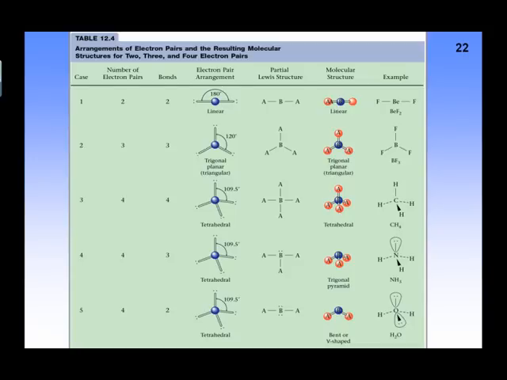Now, in a bent or V-shaped molecule, you can also have 2 elements bonded to the center with only 1 lone pair. So the key with the bent or V-shaped is there are 2 atoms bonded to the center, and then any extra electrons on the center will cause it to go into a V or bent shaped molecule.